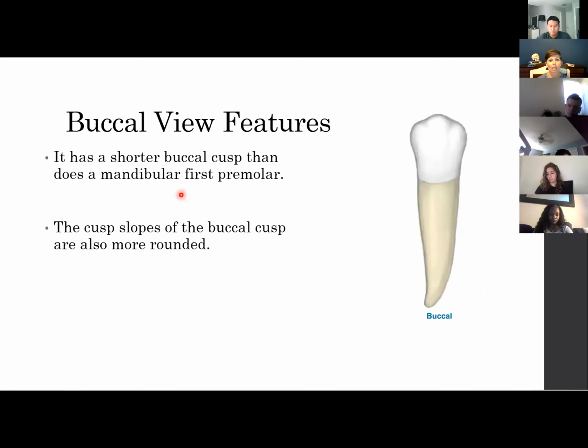Okay. All right, so looking at the buccal, it has a shorter buccal cusp than the mandibular first premolar. The cusp slopes of the buccal cusp are also more rounded. So these are more rounded. Everything is rounded rather than very angular and sharp like the rest of them.